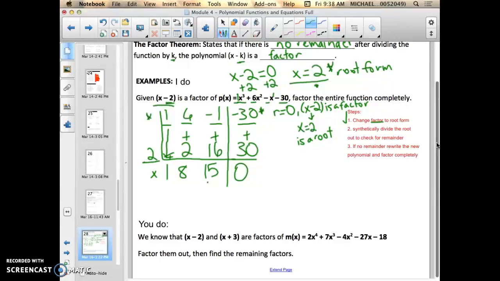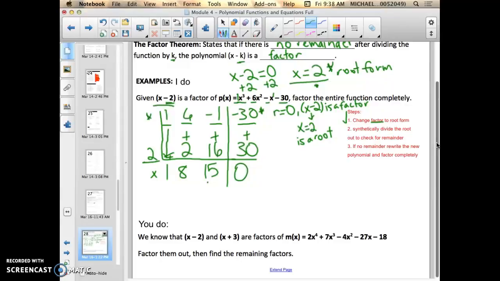So please keep that in mind, because eventually we're going to move into solving polynomials and finding all of the roots, so we can know that to be true. If we divide out a factor and its remainder is 0, then I know that its root is also a root of the given polynomial as well. So at this point, that should have been review.